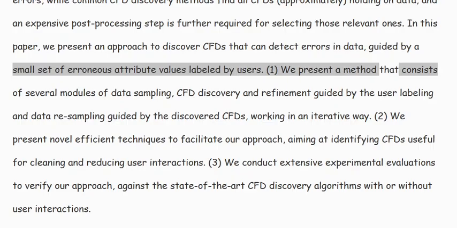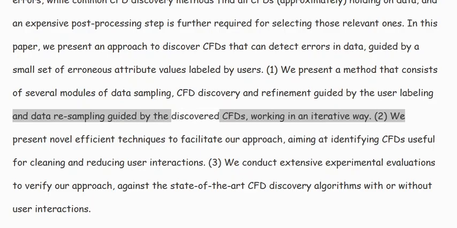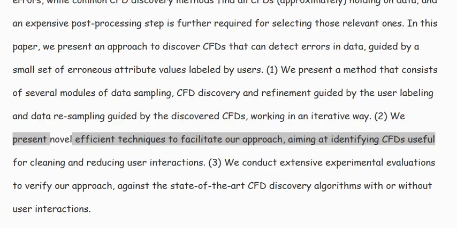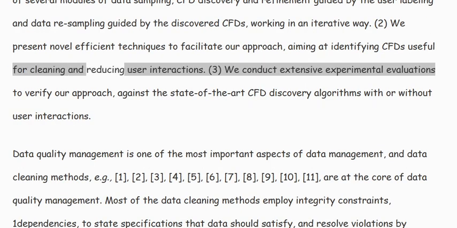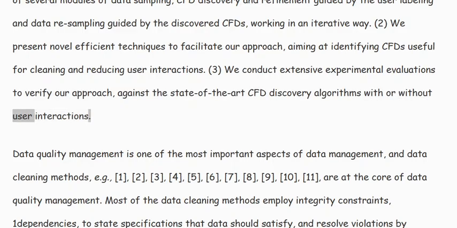We present a method that consists of several modules of data sampling, CFD discovery and refinement guided by the user labeling, and data resampling guided by the discovered CFDs, working in an iterative way. We present novel efficient techniques to facilitate our approach, aiming at identifying CFDs useful for cleaning and reducing user interactions. We conduct extensive experimental evaluations to verify our approach against the state-of-the-art CFD discovery algorithms with or without user interactions.